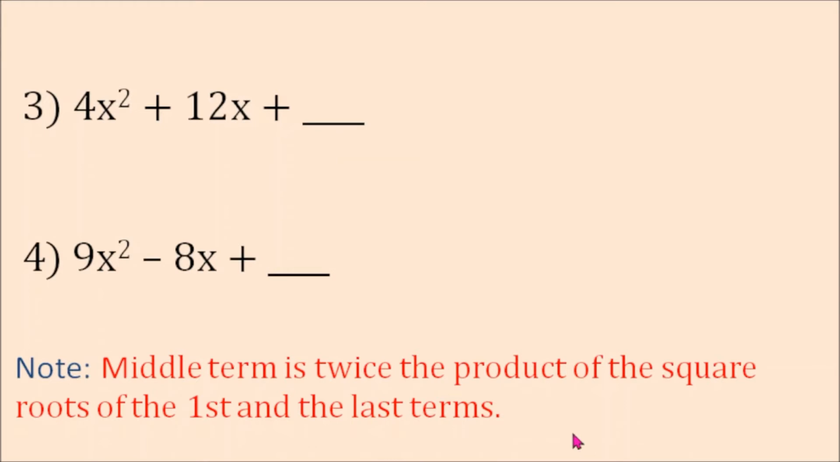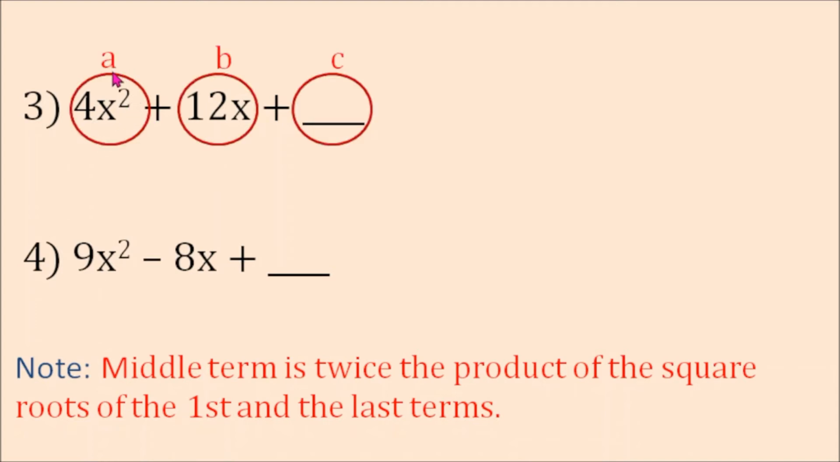Now we will devise a way how to find the last term if the leading coefficient is not 1. So we will let this first term here be a, and then the second term b, and the last term, the unknown term, c. So let's remember that the middle term is twice the product of the square roots of the first and the last terms. So that means b, the middle term, equals twice the square root of the first term times square root of the last term.